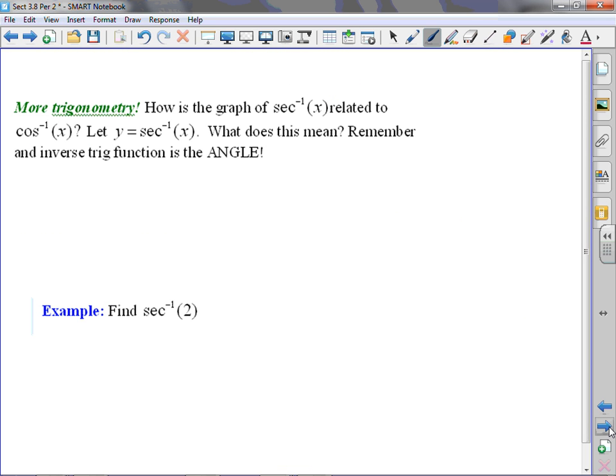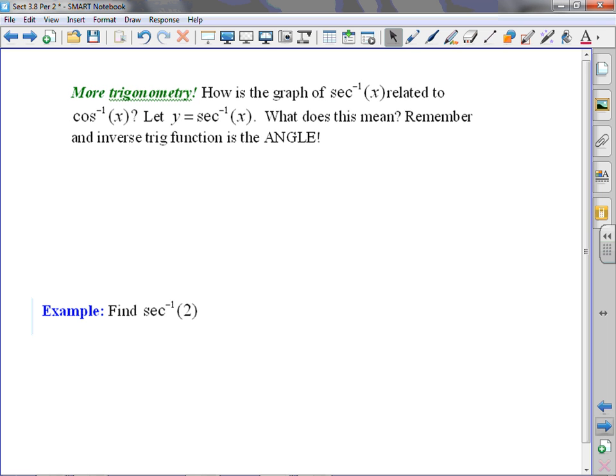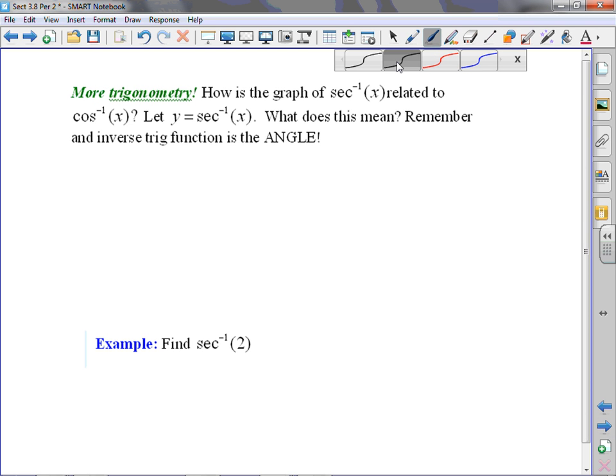Now, I would like to find the relationship between inverse cosine and inverse secant. We're skipping the page on the derivatives of the inverses of functions until Monday, okay? You guys ready?